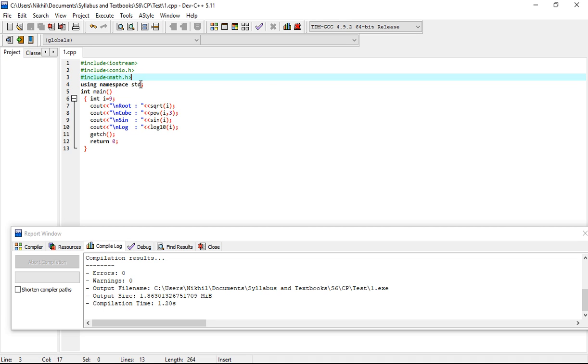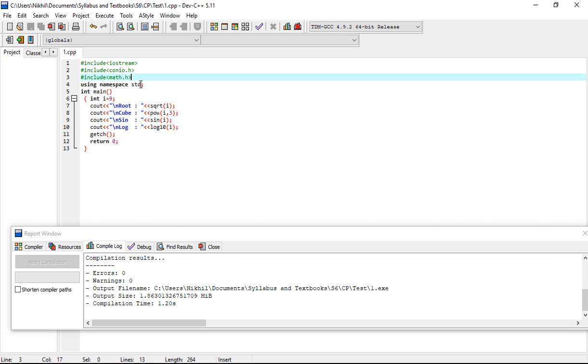Now we'll move on to jump statements in C++. Now this jump statement might be familiar to you all, and jump statements are mainly of 4 types.